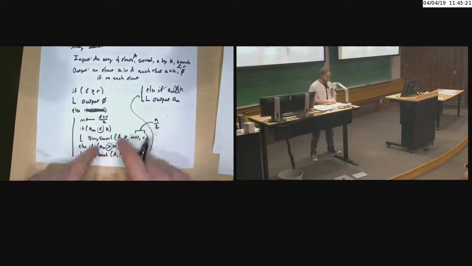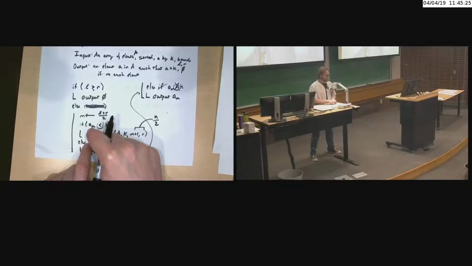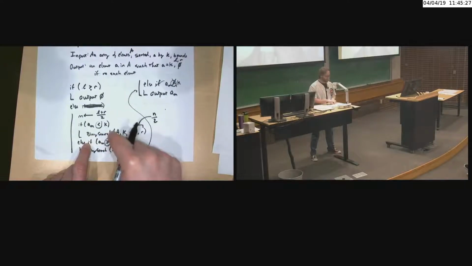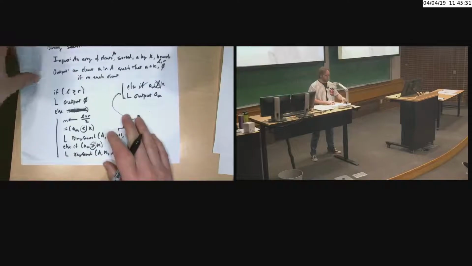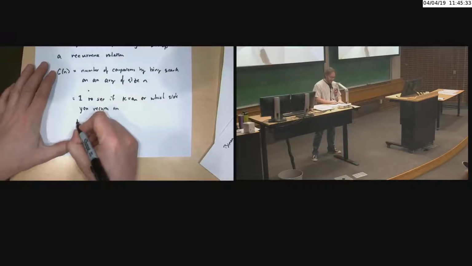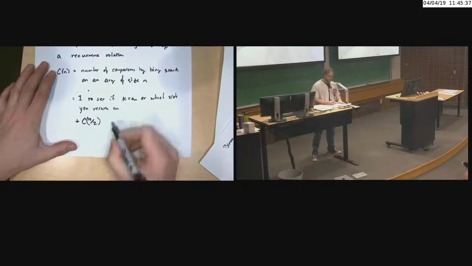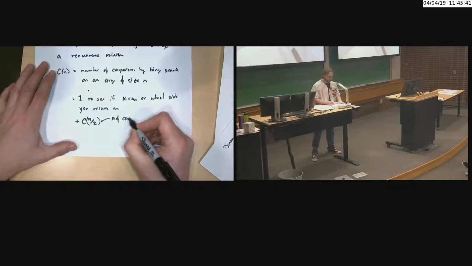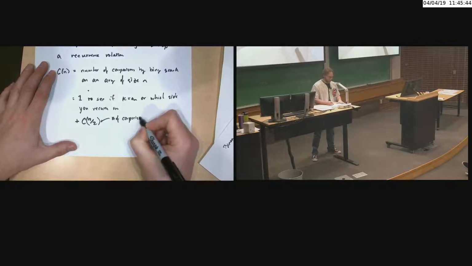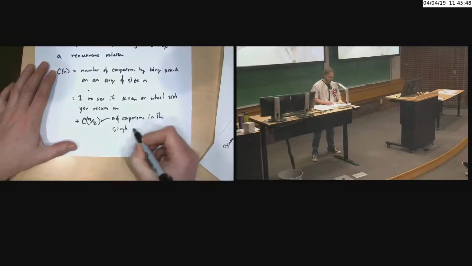And I only make one or the other. These are two mutually exclusive conditions here. I either make a recursive call on this one or a recursive call on this one. It will never be both. So I need to add c sub n divided by 2. This is the number of comparisons in the single recursive call.